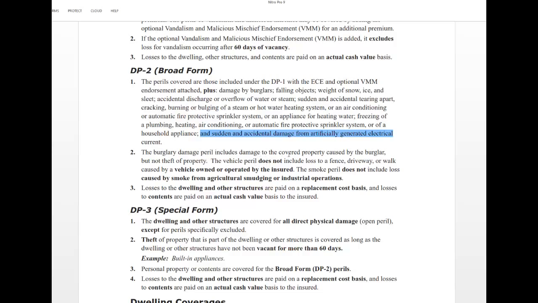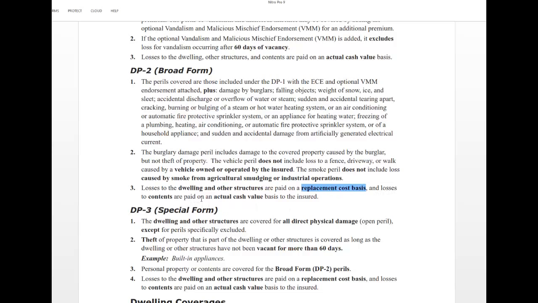The vehicle peril does not include loss to a driveway or walk that's caused by a vehicle owned or operated by the insured. And smoke does not include loss caused by, again, agricultural smudging. You see that over and over. Loss to dwelling and other structures are paid on a replacement basis. So replacement value is better than actual cash value because it is the cost to replace as you had existing.